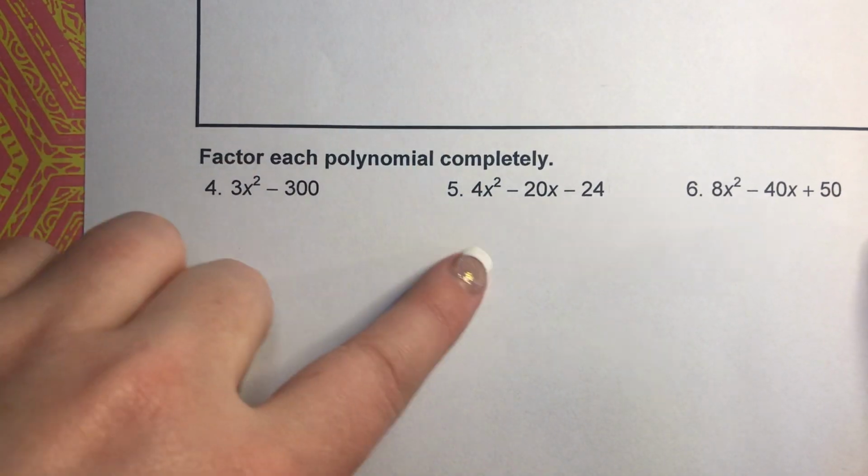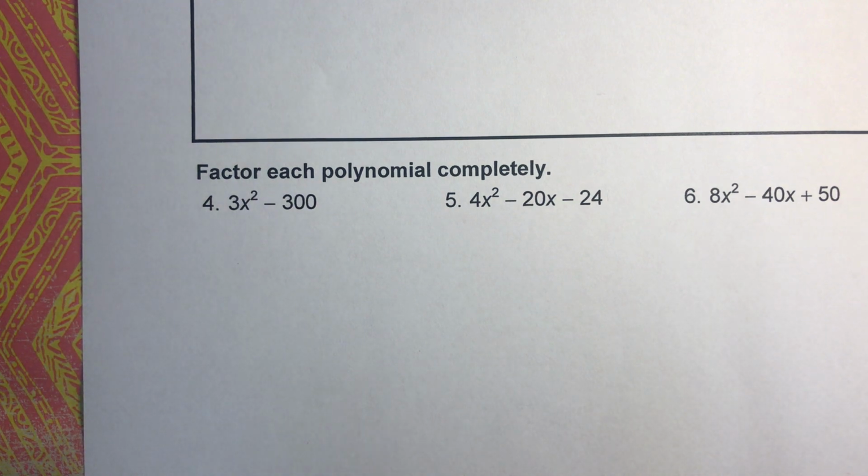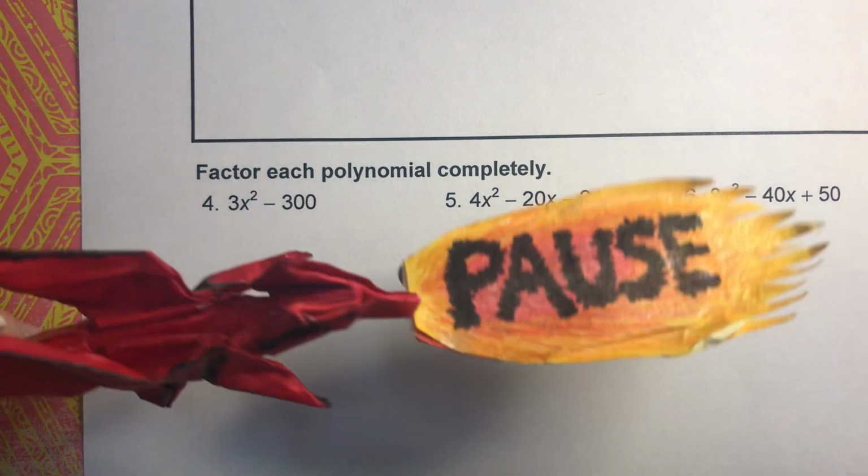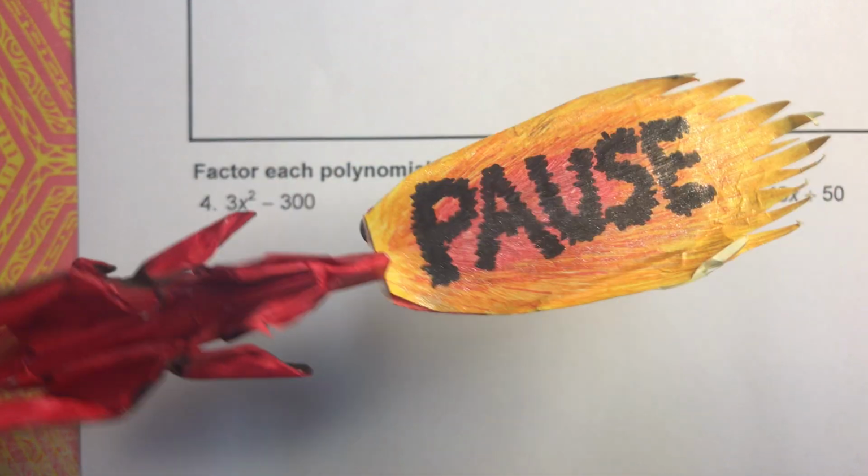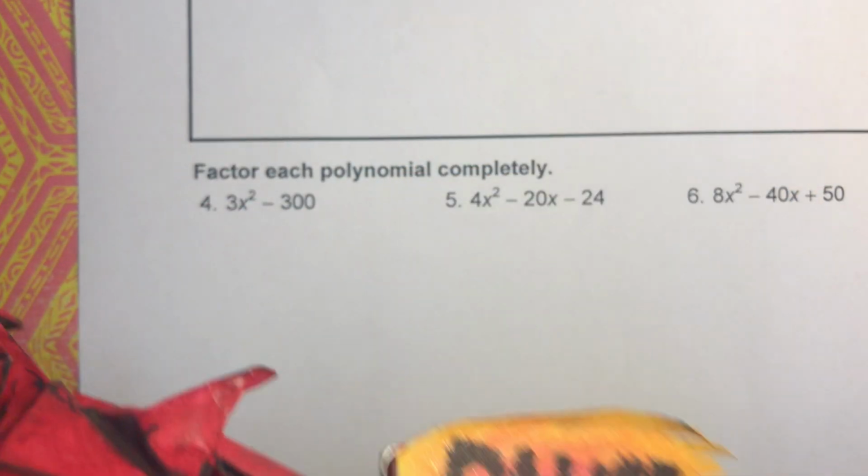All right, now it is your turn to factor each polynomial completely. I want you to try 4, 5, and 6. Here's my friend, the pause dragon, reminding you to pause your device. Work out 4, 5, and 6. When you get done, press play and we'll talk about them. All right, see you in a bit.